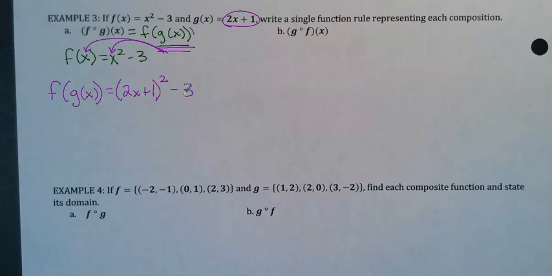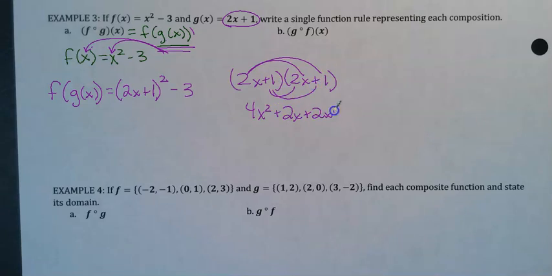minus 3. So all I did, again, is my outermost function is f of x equals x squared minus 3. I'm taking the g of x quantity and inserting it in place of my x in both parts of my equation. Now I actually need to simplify this. So if I do some work over here, 2x plus 1 squared: 2x times 2x gives me 4x squared plus 2x plus 2x plus 1. So this is 4x squared plus 4x plus 1. Let's bring that back over here. So now I've got 4x squared plus 4x plus 1, and we don't want to forget our minus 3.